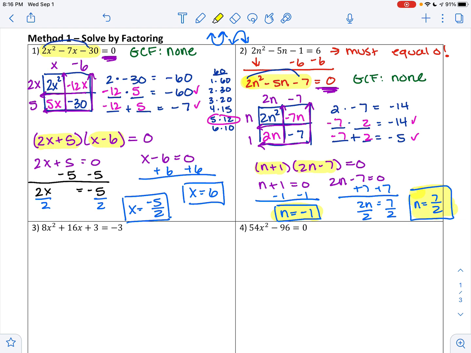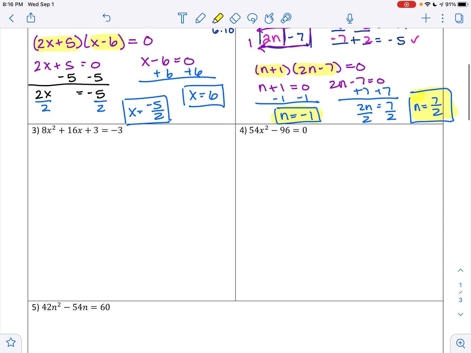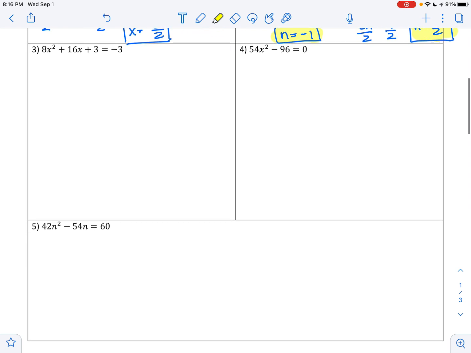Go ahead and pause the video and try to solve example 3. So the first thing that you want to do on example 3 is you want to make the right side of the equation equal 0. And so I'm going to add 3 to both sides. So I'll have 8x squared plus 16x plus 6 is equal 0.